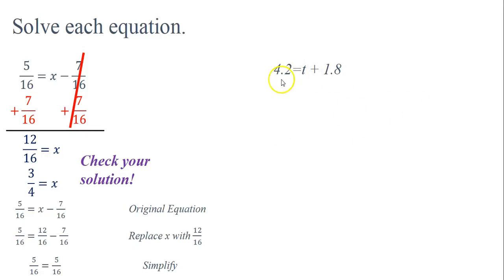Now on this one, we have decimals. Don't be scared when they're different than whole numbers. Fractions, decimals, it's all the same. So 4.2 is equal to t plus 1.8.